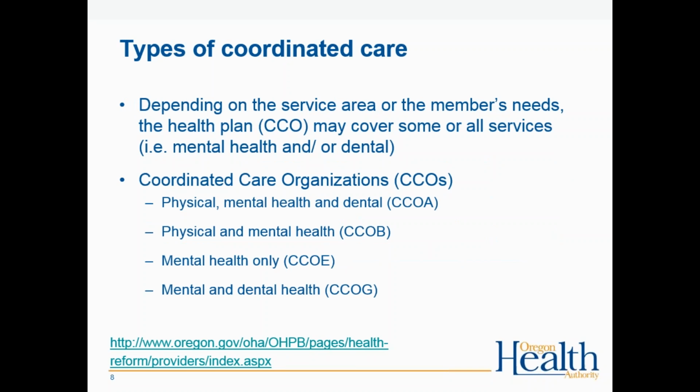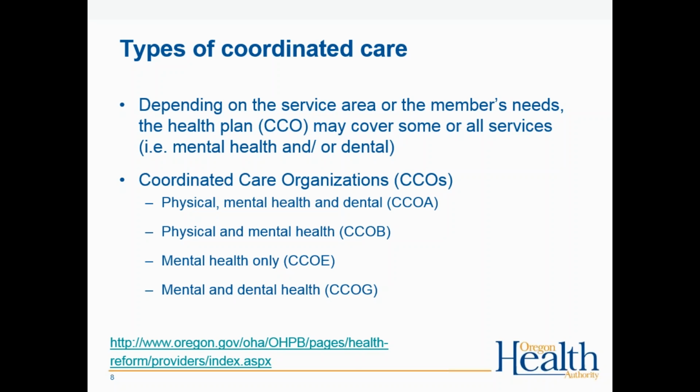So one important distinction to make is that coordinated care actually is made up of 4 different things. Depending on the service area, depending on that member's needs, depending on if they have some exemptions, which we'll talk a little bit about later, they may have one of the 4 types of coordinated care organizations. The first is CCOA, which is the full integration. The physical, mental, and dental benefits are all covered by the CCO. The second is physical and mental health, the CCOB. That means that the dental coverage, oral health coverage, is not covered by that CCO.